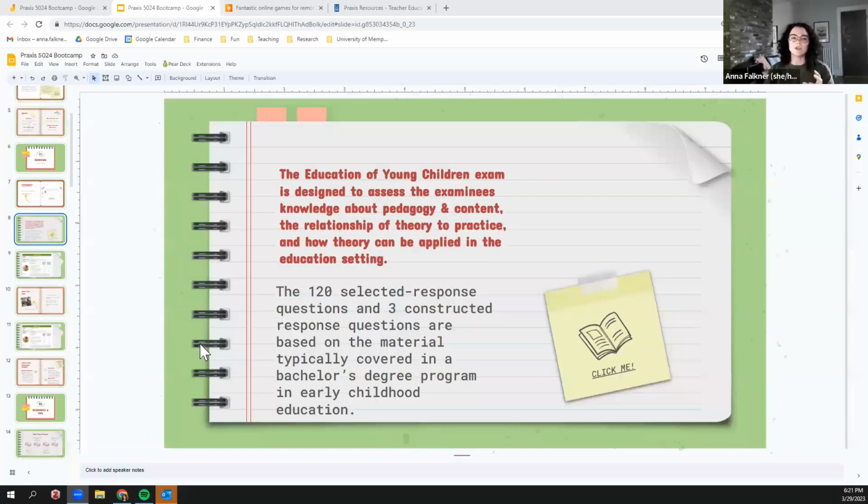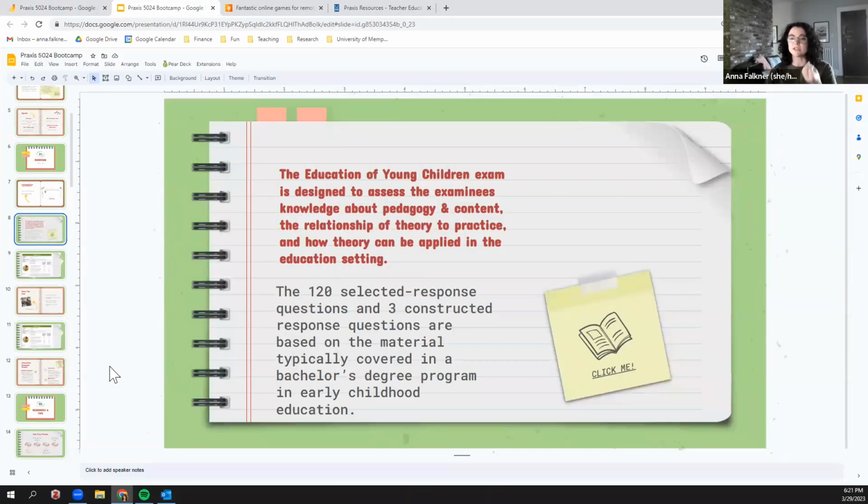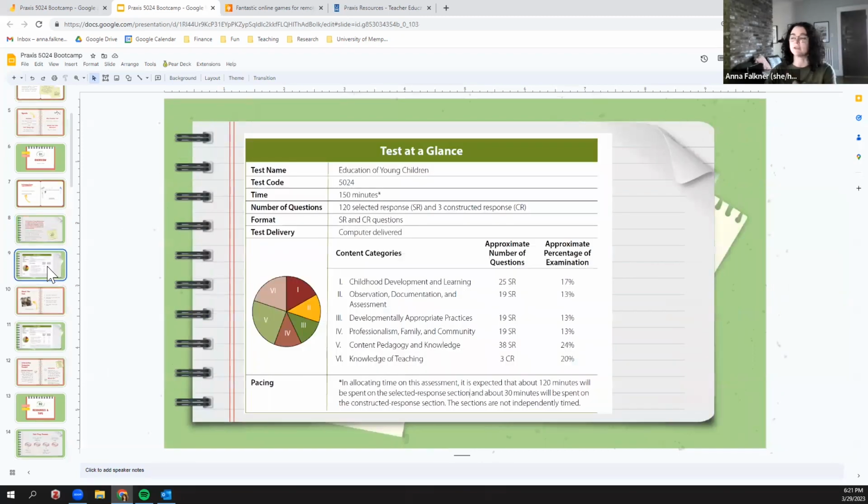So the Education for Young Children exam is really designed to assess your knowledge about connecting theory to practice, how we apply theory in the educational setting. For those of you who have class with me, we do this every single class session, essentially. It's got 120 selected response questions, and yes, those 3 constructed response questions at the end. Those are based on content that typically gets covered in an early childhood program, so the stuff we do in class regularly.